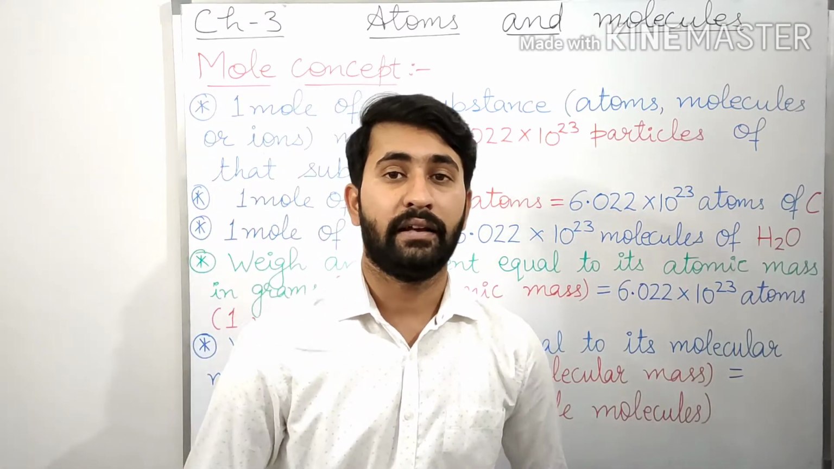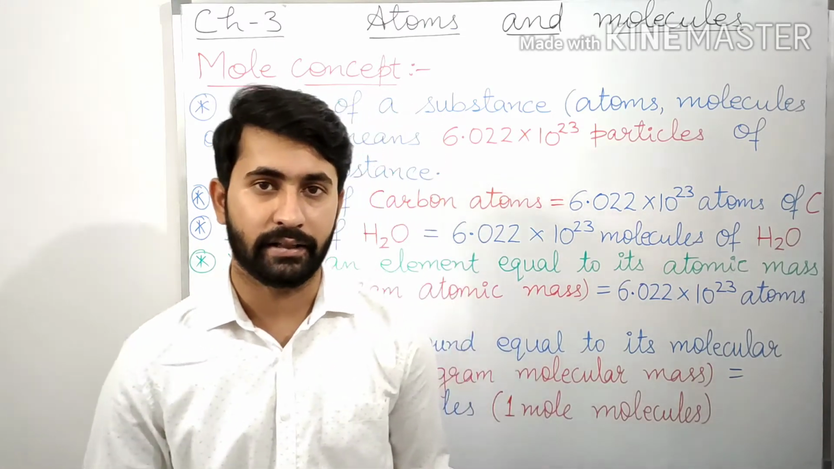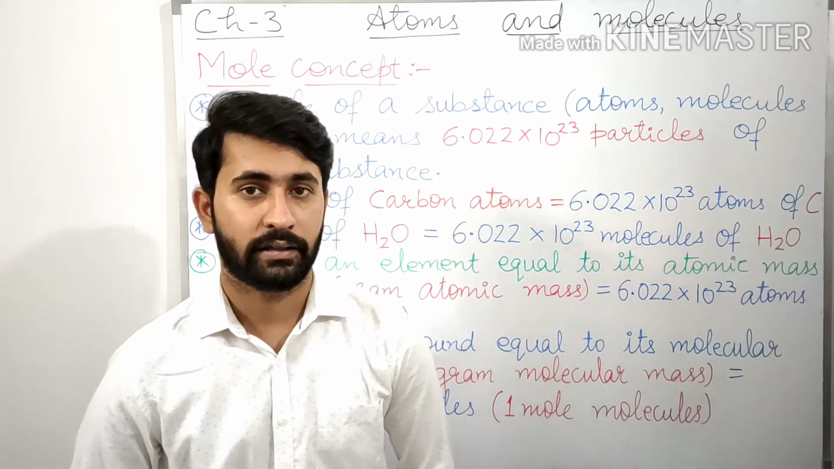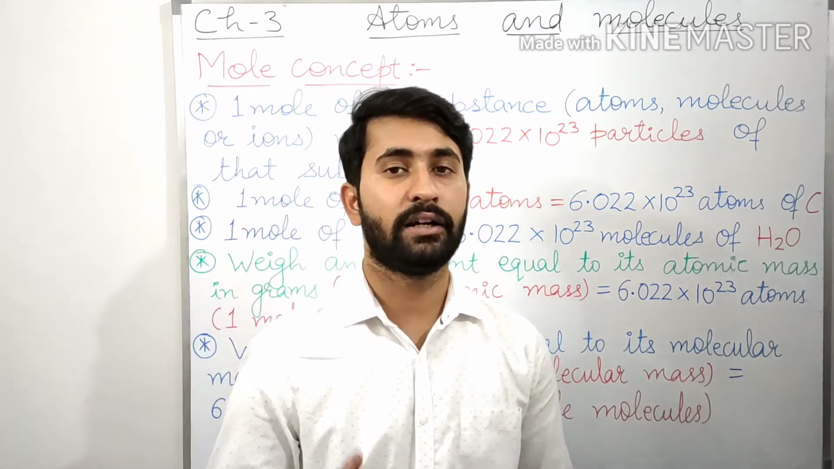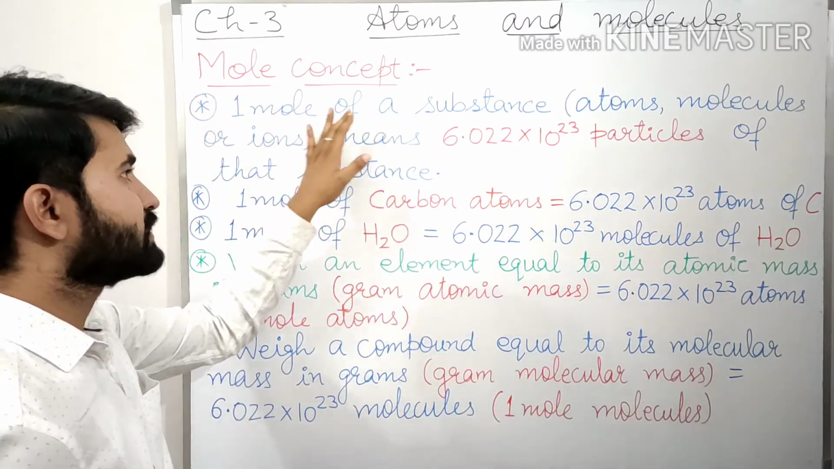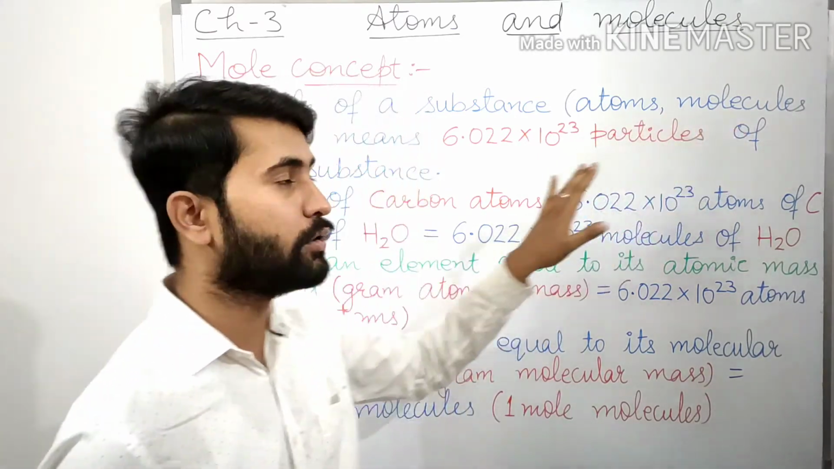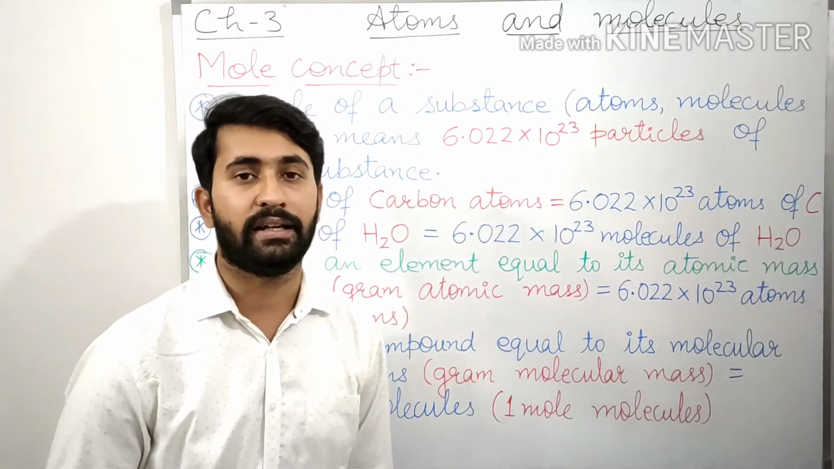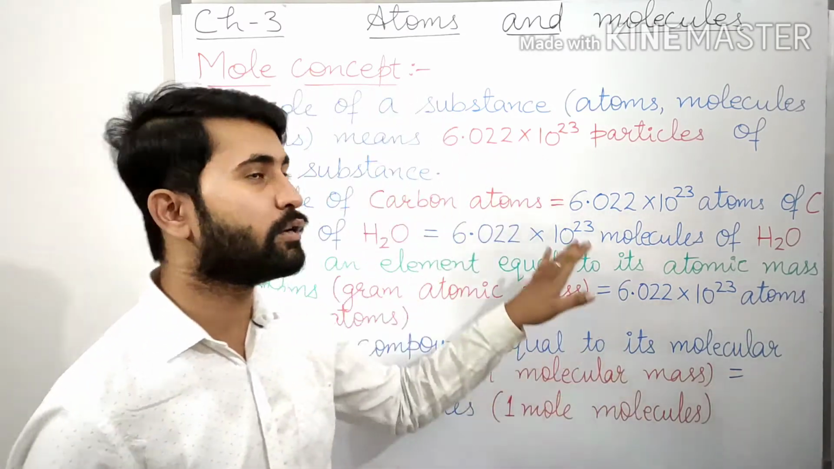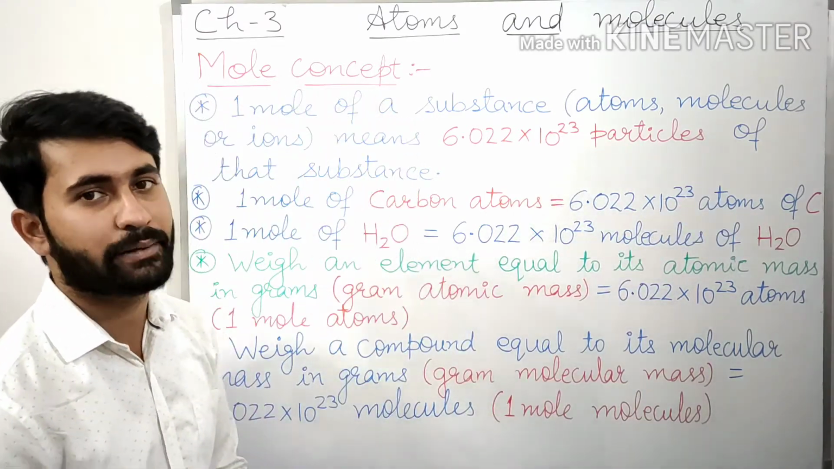Like if we say 1 dozen means 12 articles. Like if we say 1 dozen pencil, then it means there are 12 pencils. Now 1 mole of a substance, that substance can be atoms, molecule or ions. It means there are 6.022 × 10^23 particles of that substance.